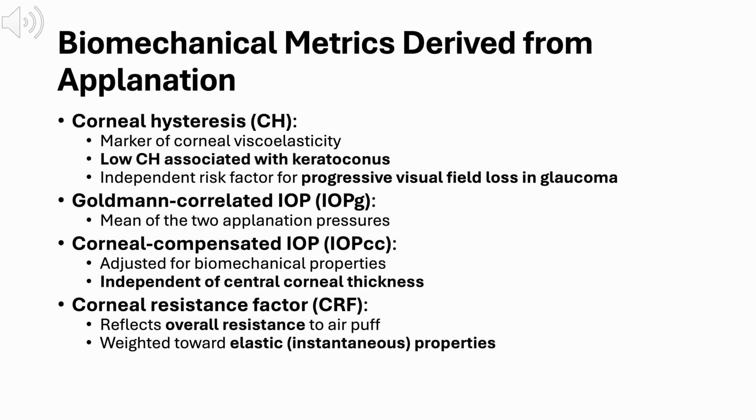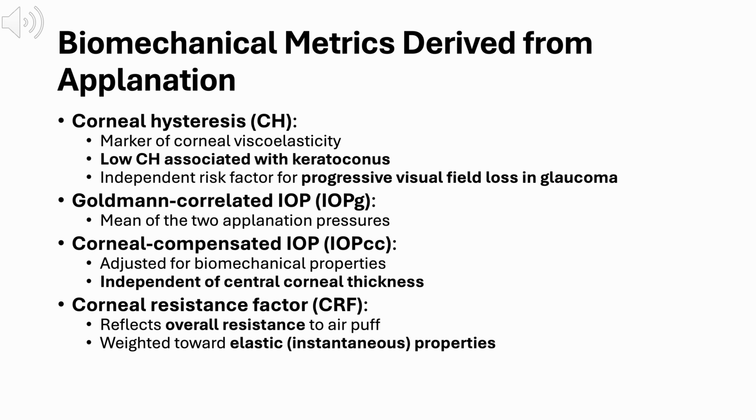Next is Goldmann correlated intraocular pressure, or IOPg. This value is simply the average of the two pressures measured during inward and outward applanation. It's designed to approximate what we'd get with Goldmann tonometry. Then there's corneal compensated intraocular pressure, or IOPcc. This measurement adjusts for the cornea's biomechanical properties, so it's less influenced by how thick the cornea is. The goal is to get closer to the true intraocular pressure, regardless of corneal thickness.